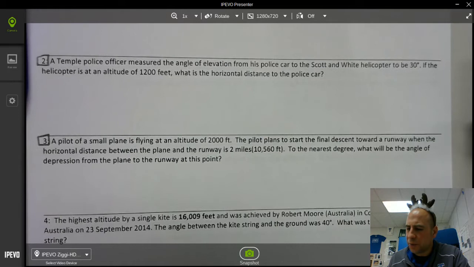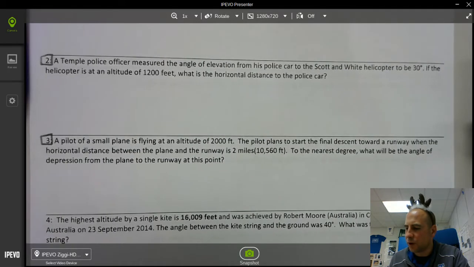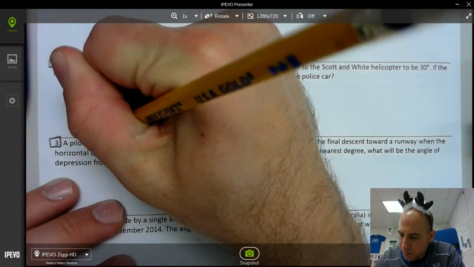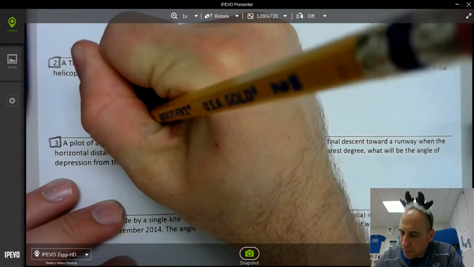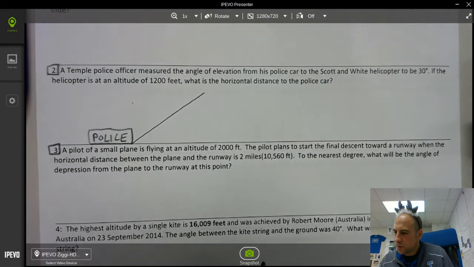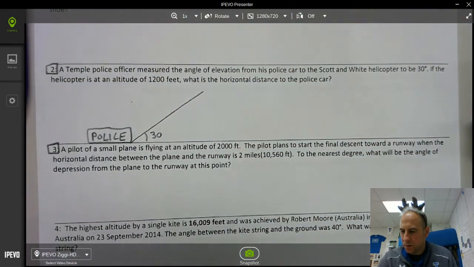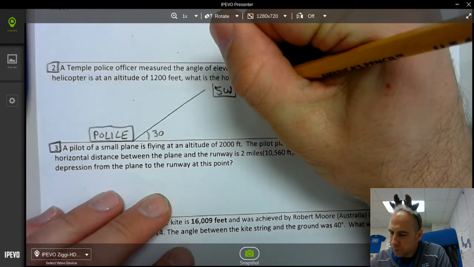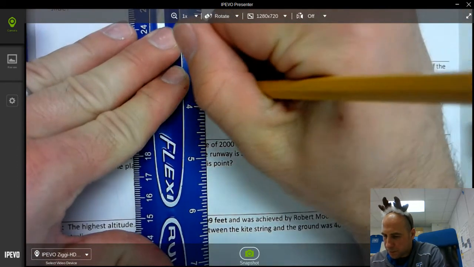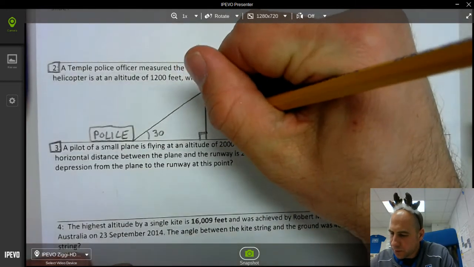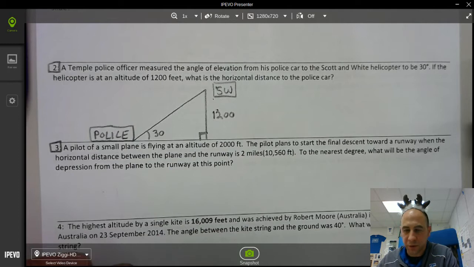Number 2: a Temple police officer measures the angle of elevation from his police car to the Scott and White helicopter to be 30 degrees. If the helicopter is at an altitude of 1,200 feet, what is the horizontal distance to the police car? All right, so we have a police car. Now measure the angle of elevation, which is 30 degrees, to the helicopter. It says the altitude is 1,200 feet, and it asks for the horizontal distance to the police car, so that's x.